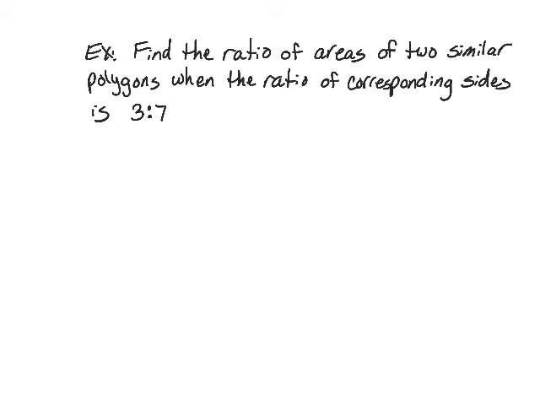Okay, these types of problems are really not complicated, so don't make them more difficult than what they are. Find the ratio of areas of 2 similar polygons when the ratio of corresponding sides is 3 to 7. There's your linear ratio. All you have to do is square both numbers. You don't even have to show any work. Okay, so the ratio of areas is going to be 9 to 49. That's it. Don't have to do anything else.